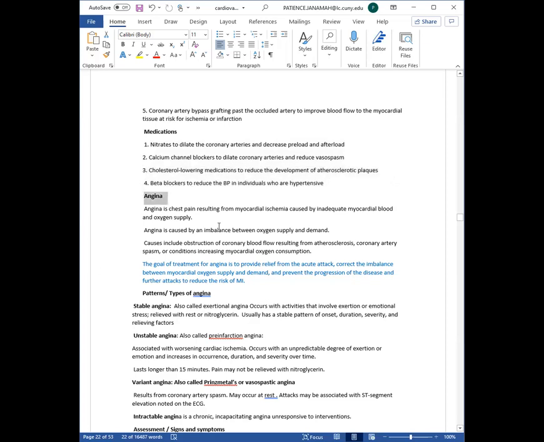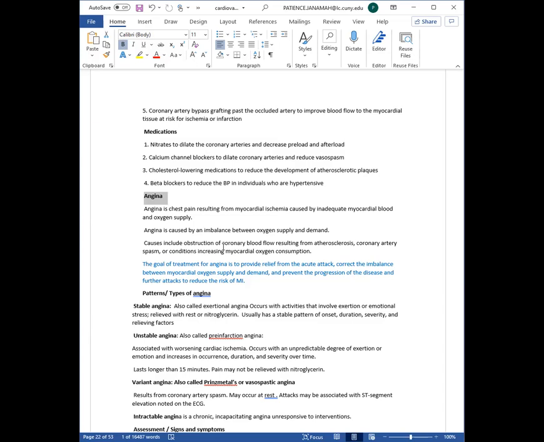Now, the next disease problem I want to talk about is angina. So angina is a chest pain resulting from myocardial ischemia caused by inadequate myocardial blood supply and oxygen. So if there's reduced blood supply to your myocardium, you start having sharp chest pain. So it's caused by an imbalance between oxygen supply and demand. There's not enough oxygen being supplied to your heart muscles, and your heart muscles need more oxygen. So if the heart muscle is not getting enough oxygen, this is where you start having the chest pain.